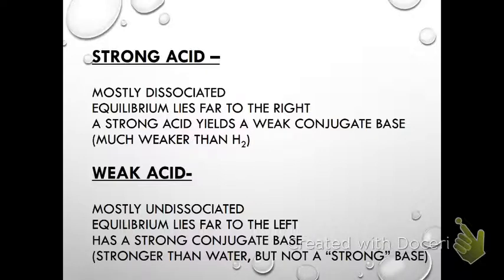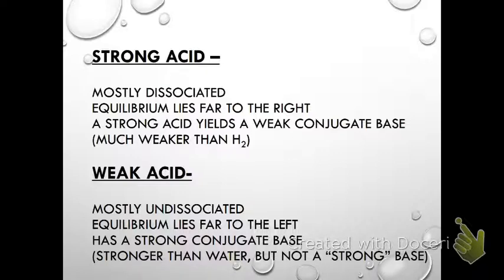Okay? If you have a strong acid, this is going to be important. Underline it. If you have a strong acid, it will yield a weak conjugate base. Strong gives weak, and what do you think weak gives? Strong, exactly. So a weak acid means mostly undissociated. Equilibrium lies far to the left, and it has a very strong conjugate base because it came from a weak acid. Stronger than water, but it's not a strong base. Okay.